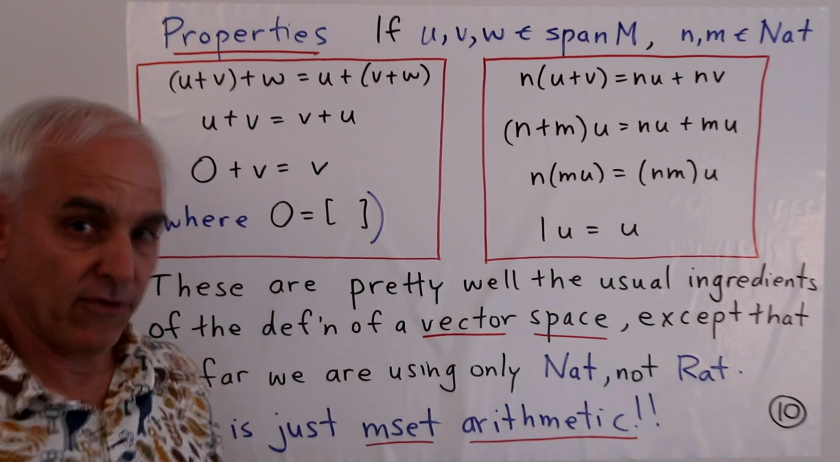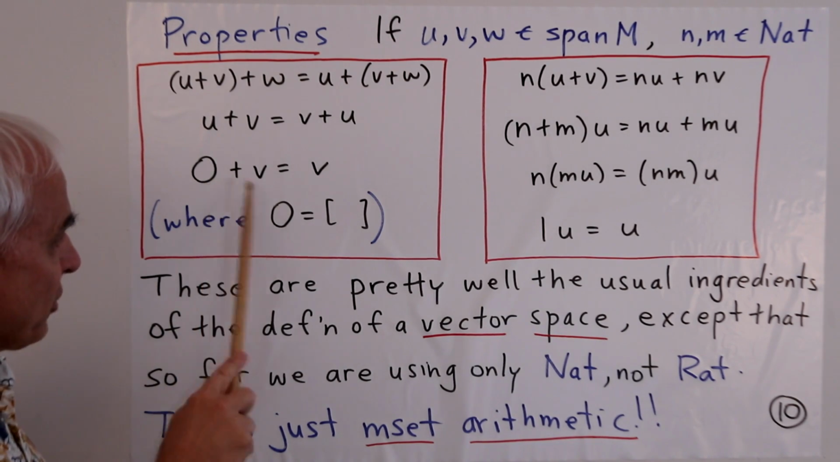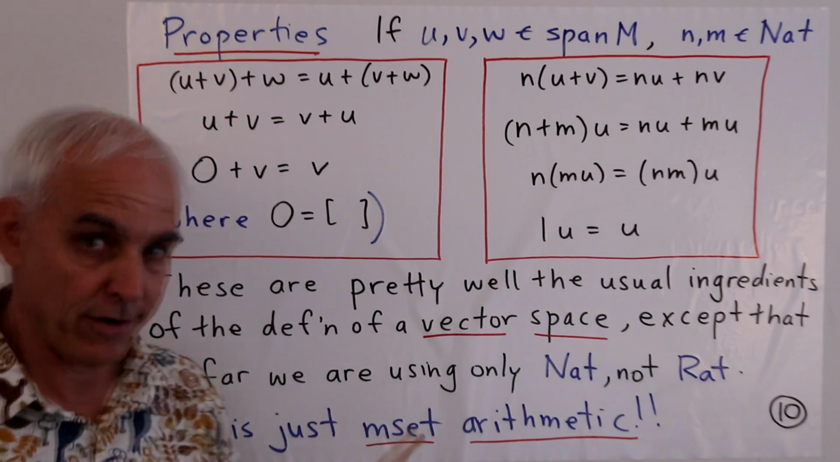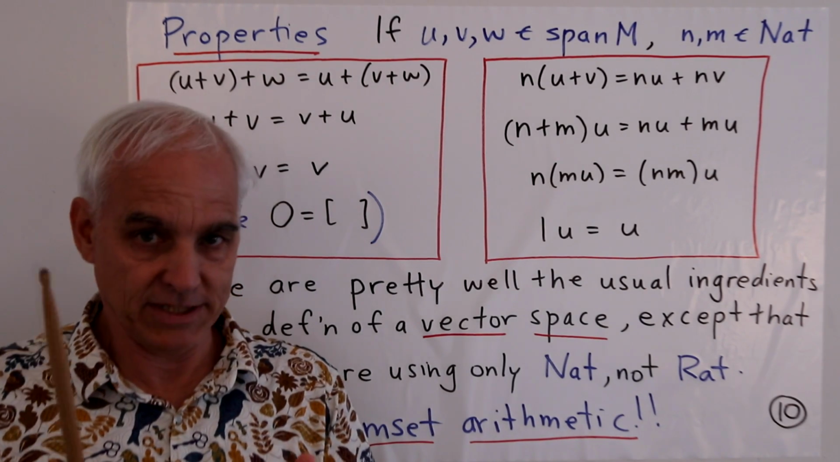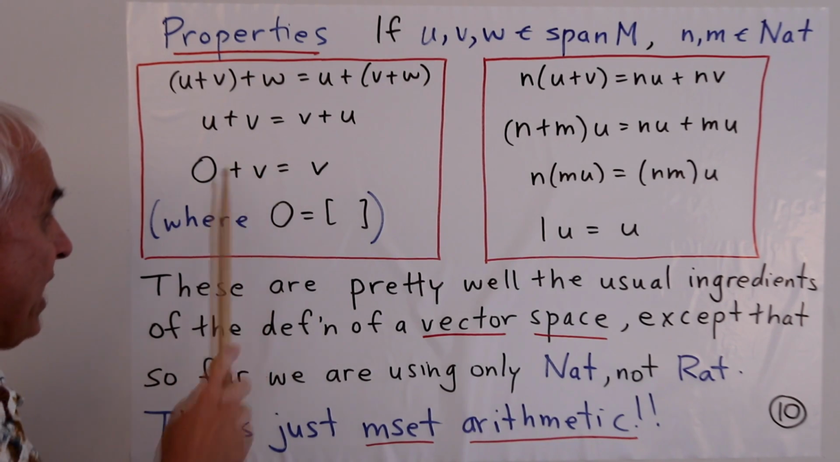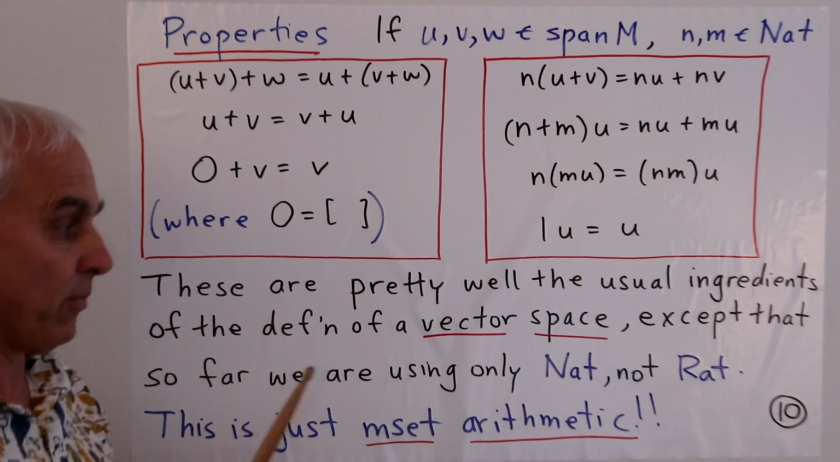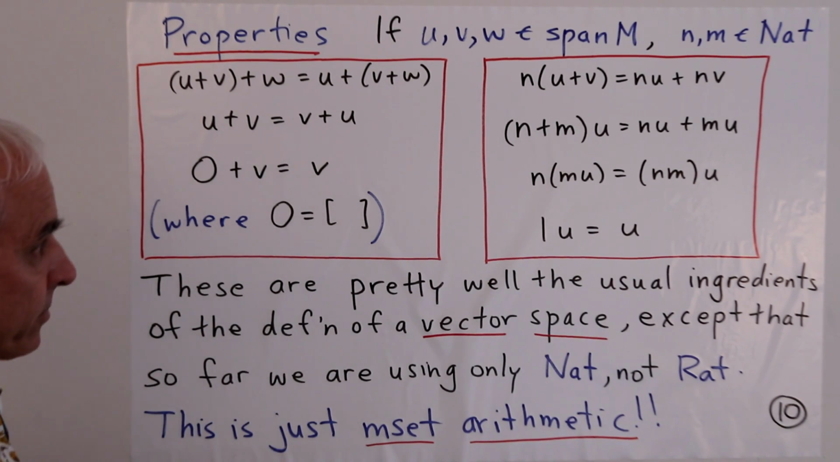0 + V equals V. Okay, that's interesting. So the 0 here refers to our particular mset, the empty mset. That's what 0 is. 0 is the empty mset. And we're saying that if we take the empty mset and add another mset, well, then we get the other mset. And we know that that's true.